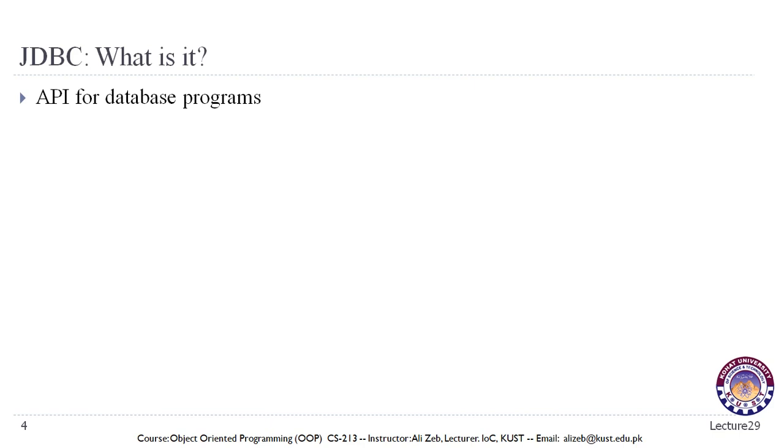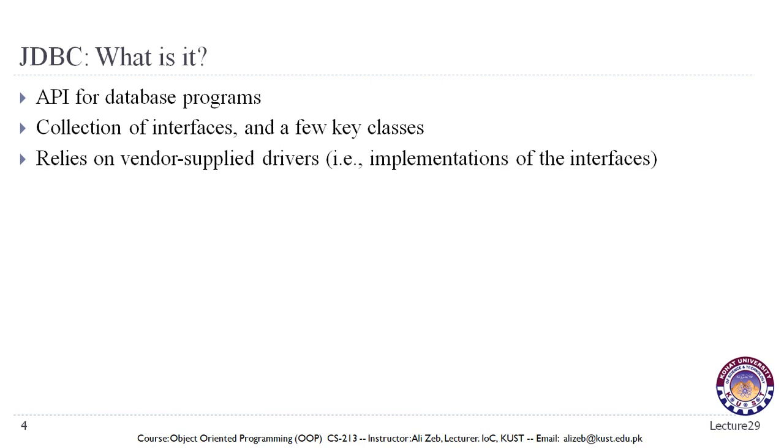JDBC basically stands for Java Database Connectivity. It's an API for database programs. It's a Java API for connecting programs written in Java to the data in relational databases. It consists of classes and interfaces written in the Java programming language. It provides a standard API for tool or database developers and makes it possible to write database applications using a pure Java API. It relies on vendor supplied drivers.